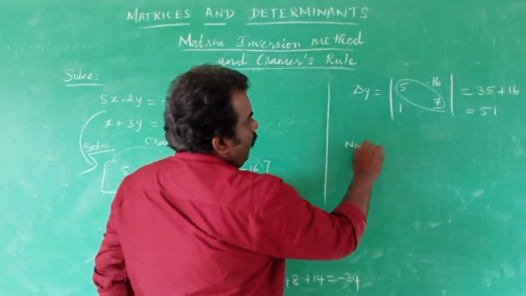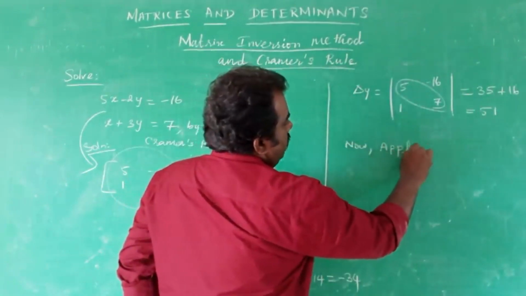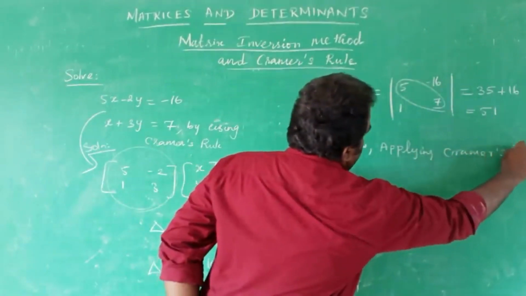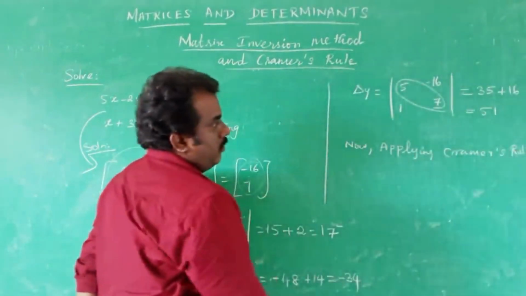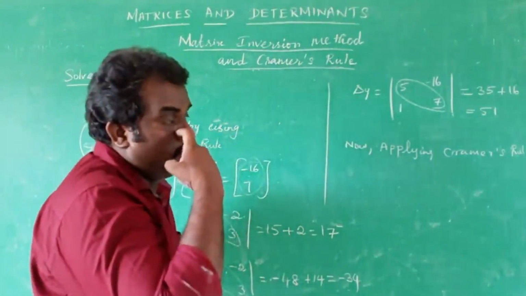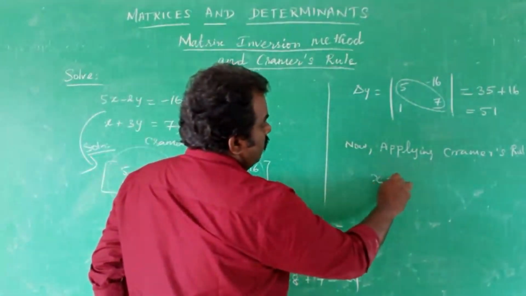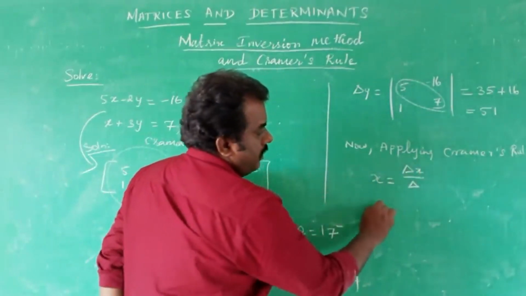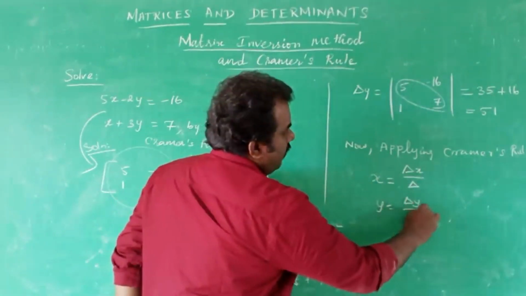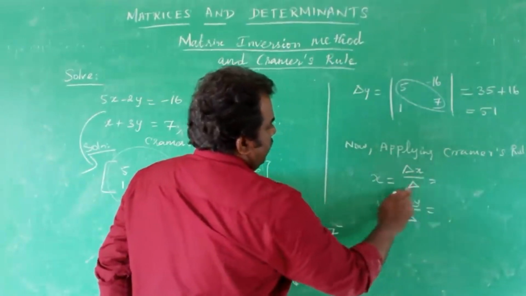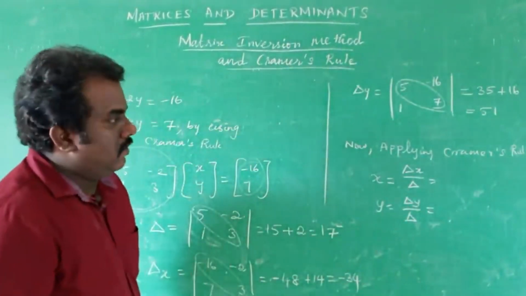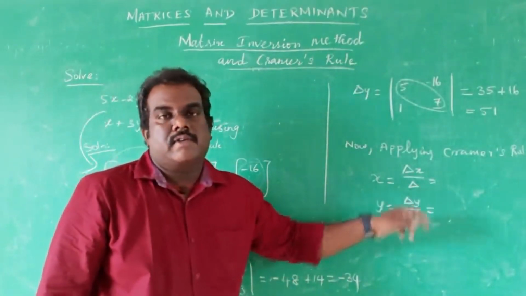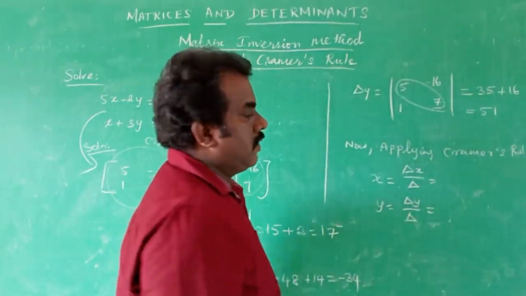Now applying Cramer's rule, we can get the solution of x and y. How to get the solution? x is equal to del x divided by delta and y is equal to del y divided by delta. Delta must be non-singular, then only we can get the solution properly. So delta equal to 0 means it is not defined in mathematics. So delta must be non-singular.